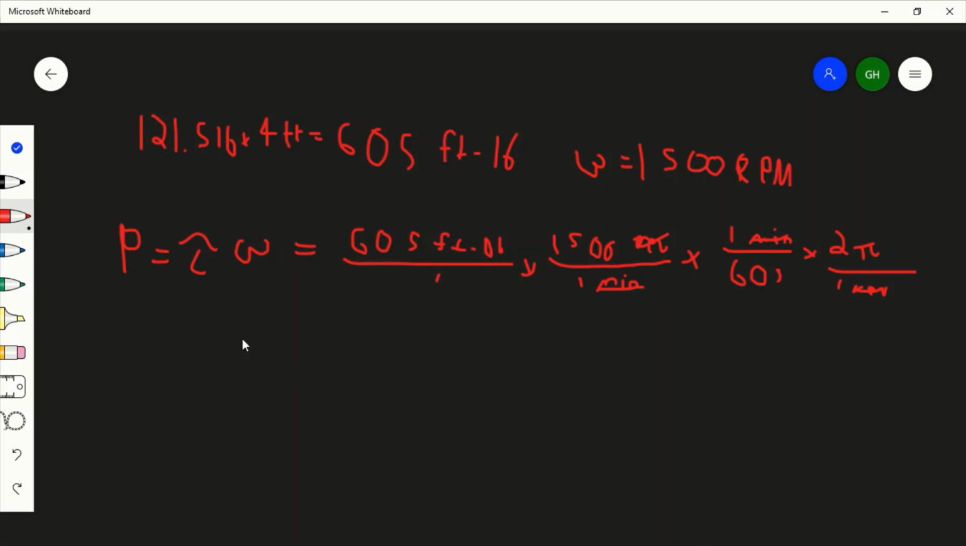This means that we are generating approximately 95, well, we can't do that, can we? 95,000 foot-pounds per second.